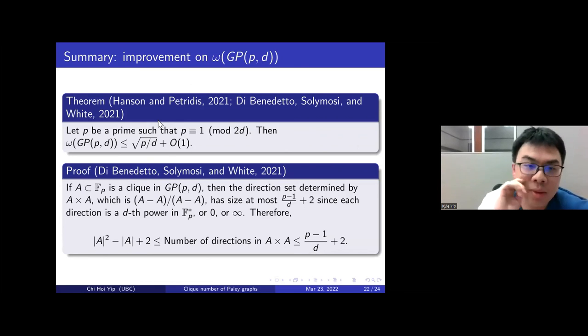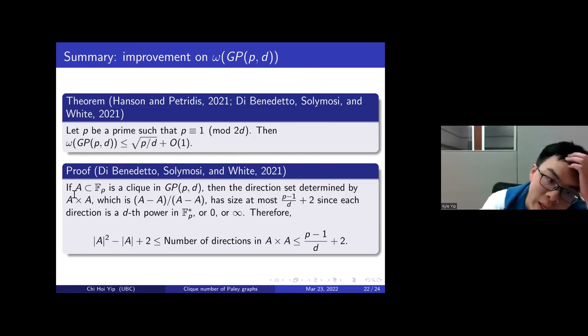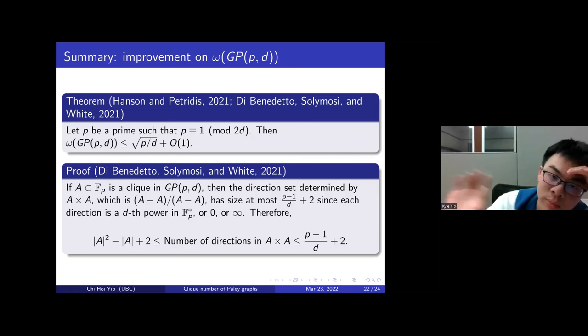So that's the result by Hanson and Petridis. So my advisor and his two students provide a simple proof for this result. And basically their idea is to consider the direction set determined by A times A, where A is a clique in the generalized Paley graph. And the direction set is just the set of slopes determined by this kind of point. And if you write that down, it's just (A minus A) over (A minus A).